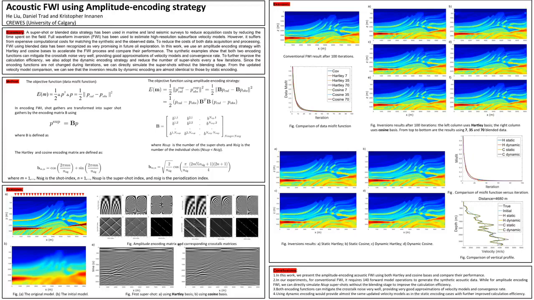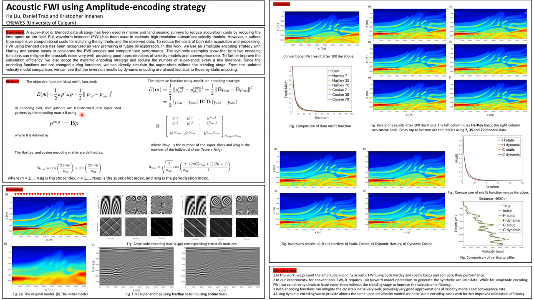To reduce the cost of both data acquisition and processing, FWI using blended data has been recognized as very promising in future oil exploration. The objective function, taking the least square norm of the misfit vector delta p, is given by this equation.